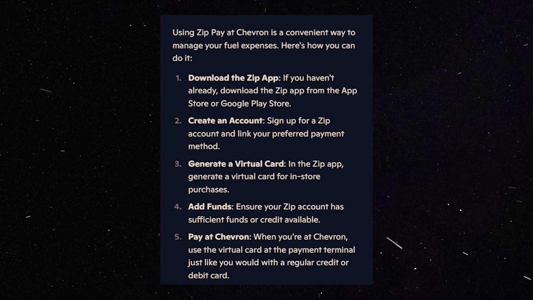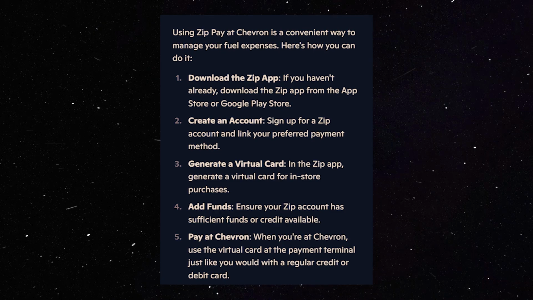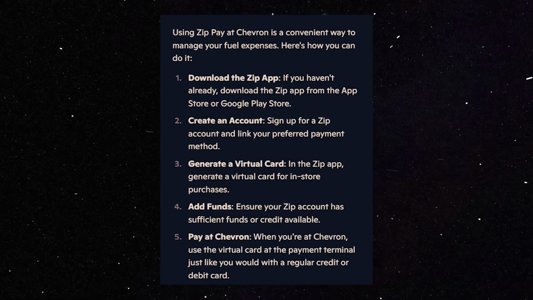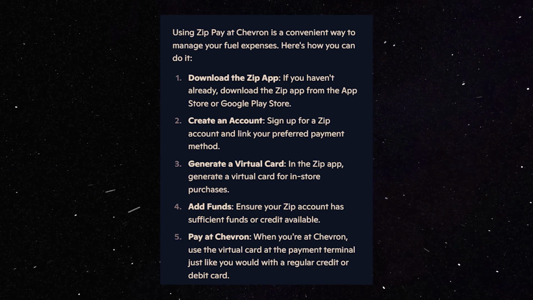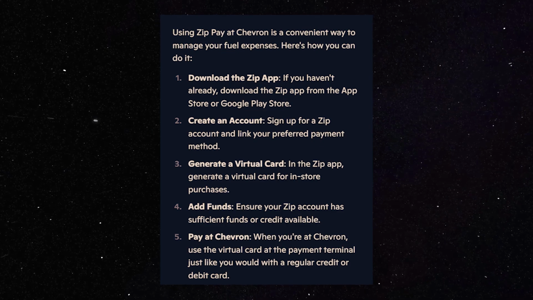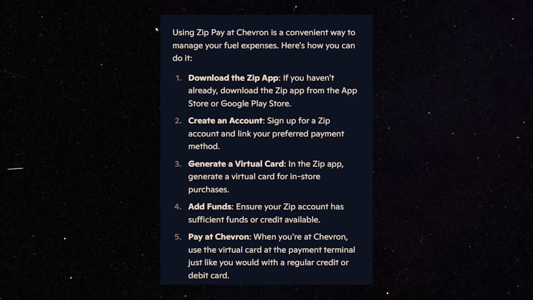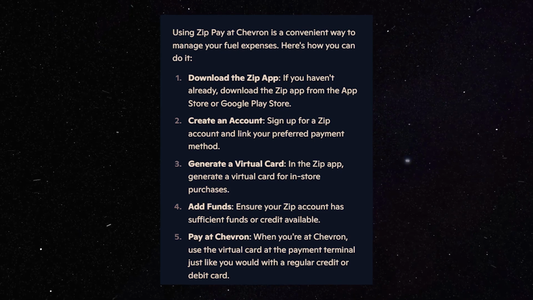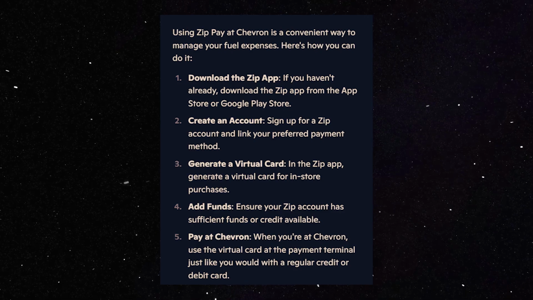Step 2. Create an account. Sign up for a Zip account and link your preferred payment method. Step 3. Generate a virtual card. In the Zip app, generate a virtual card for in-store purchases. Step 4. Add funds. Ensure your Zip account has sufficient funds or credit available.